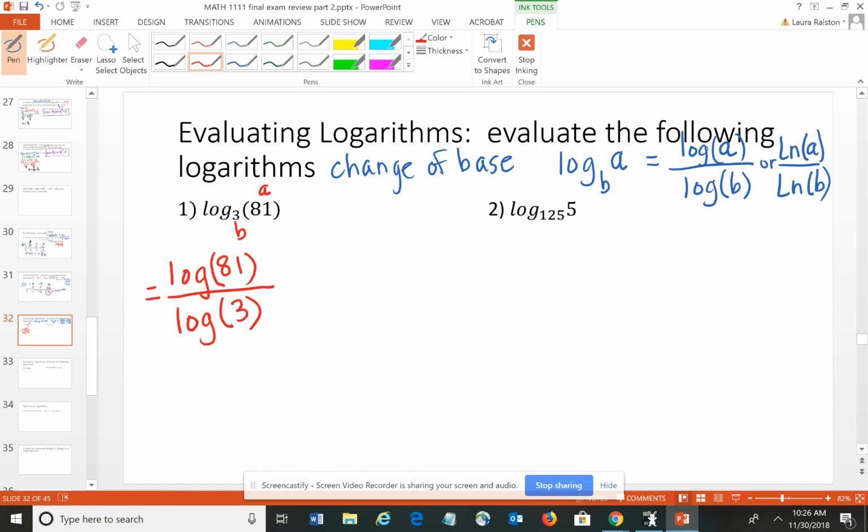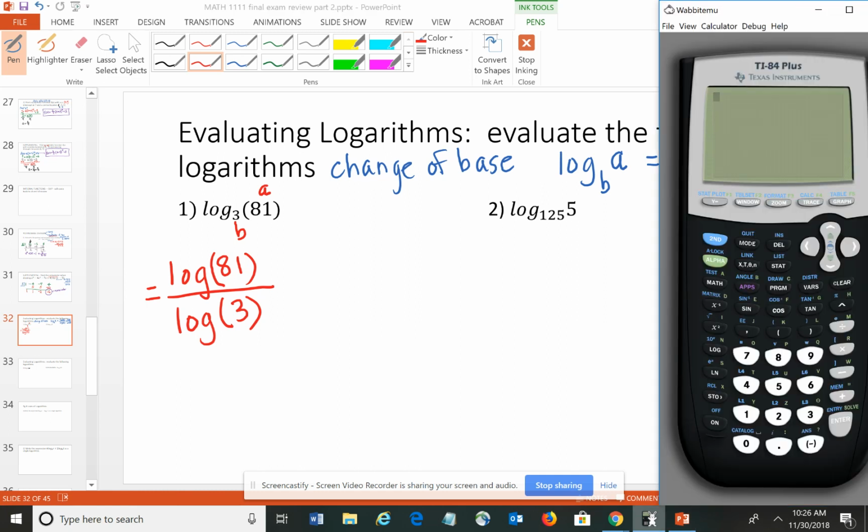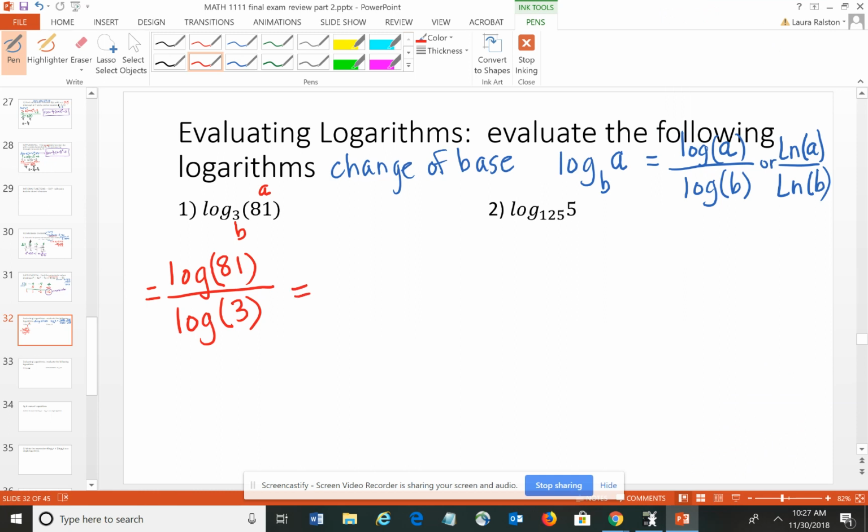I'm going to pull my calculator up and we're going to type that in. So we press log of 81, close the parenthesis, divide log of 3, close the parenthesis, and enter. And it gives me a value automatically of 4. So log base 3 of 81, when you evaluate it using your calculator, it equals 4. Guys, don't overthink it. It honestly is that simple.